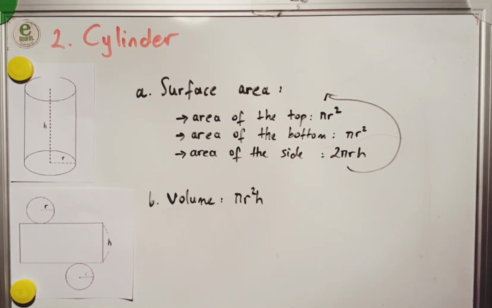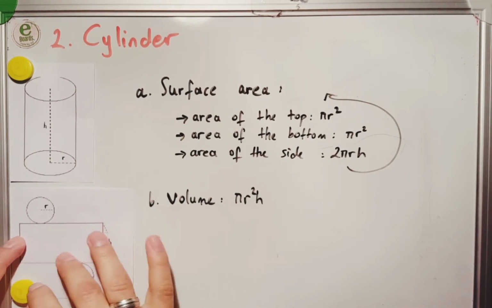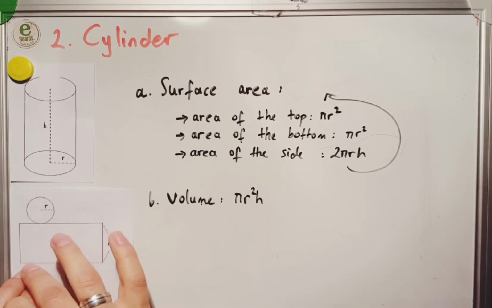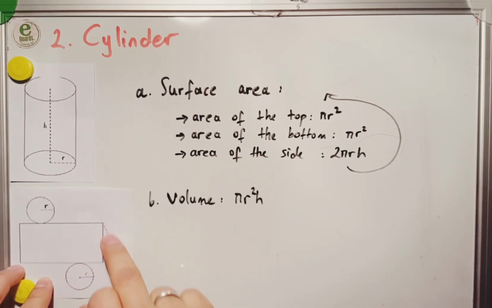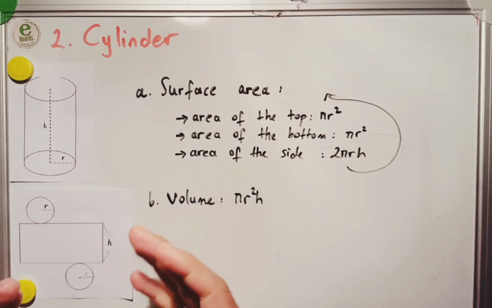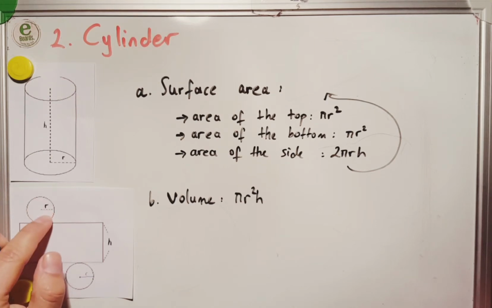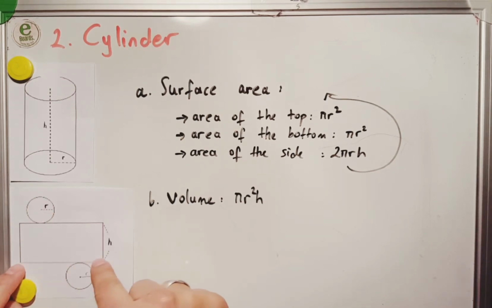And to find the area of the side, we have to open our cylinder. When we open our cylinder, we will get one rectangle. How can we find the area of the rectangle? We will multiply length and height. So how can we find the length of the rectangle? We know that when we open the circle, we will get this length.